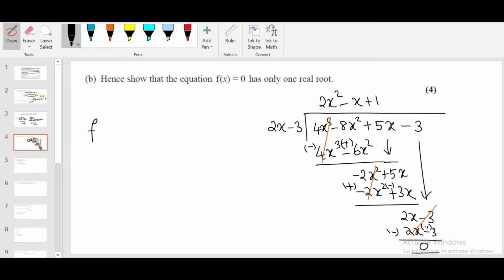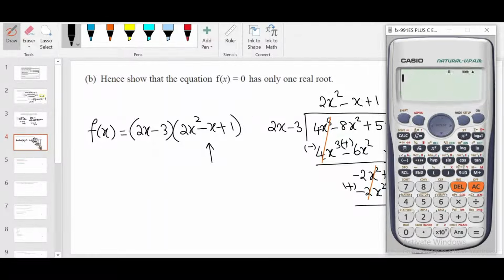Now you can write f of x as the divisor times the quotient 2x square minus x plus 1. Here if you find b square, if you try to solve this using your calculator, go to equation number 3, 2, minus 1, 1, you will get i, actually that's a complex number.